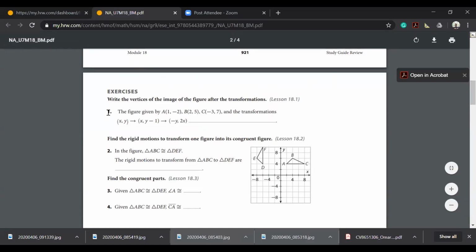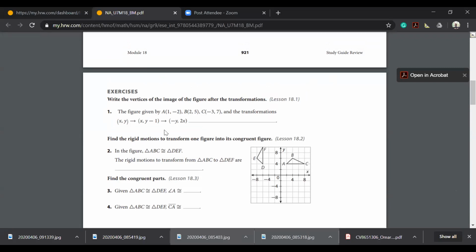I'm going to leave questions 1, 3 and 4 for you, and I'm solving 2 with you. In question 2, find the rigid motion to transform one figure into its congruent figure. And it tells me that triangle ABC is congruent to triangle DEF. Since they are congruent, it means that there is a sequence of rigid motions that can transform this figure into this figure. And by a sequence, I mean that a sequence of the 3 things is happening: rotation, translation, and reflection.